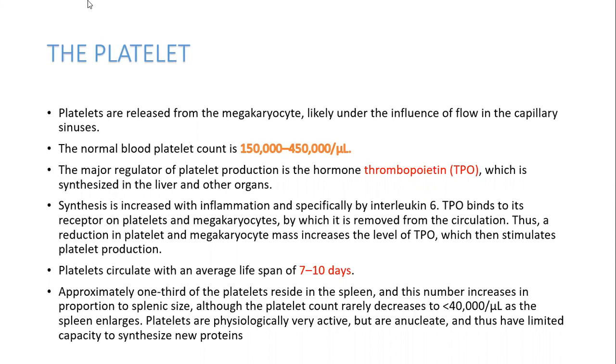Platelets are released from the megakaryocyte site, likely under the influence of flow in the capillary sinus. The normal blood platelet count is between 1.5 lakh to 4.5 lakh per microliter. The major regulator of platelet production is the thrombopoietin hormone, which is usually synthesized in the liver and other organs.